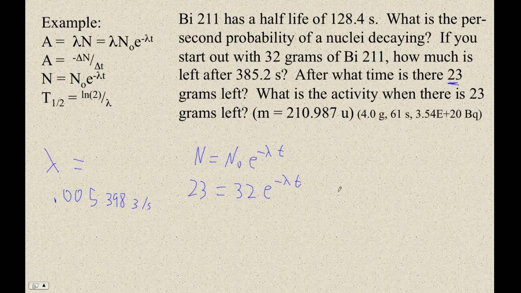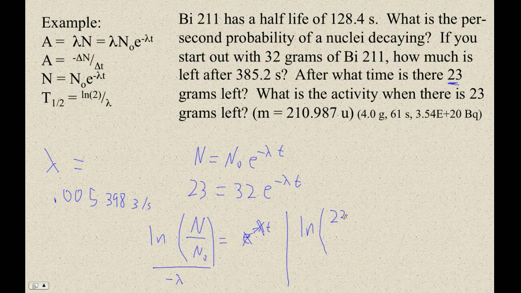Okay, so now we want to solve for t, so what am I going to do? I'm going to do algebra here. Let's go N divided by N naught. Okay, that's right, and then I'm going to take the natural log of both sides. That gets rid of that, right? And then I'm going to divide by negative lambda, right? Yeah? So now we can just plug those numbers in, right?